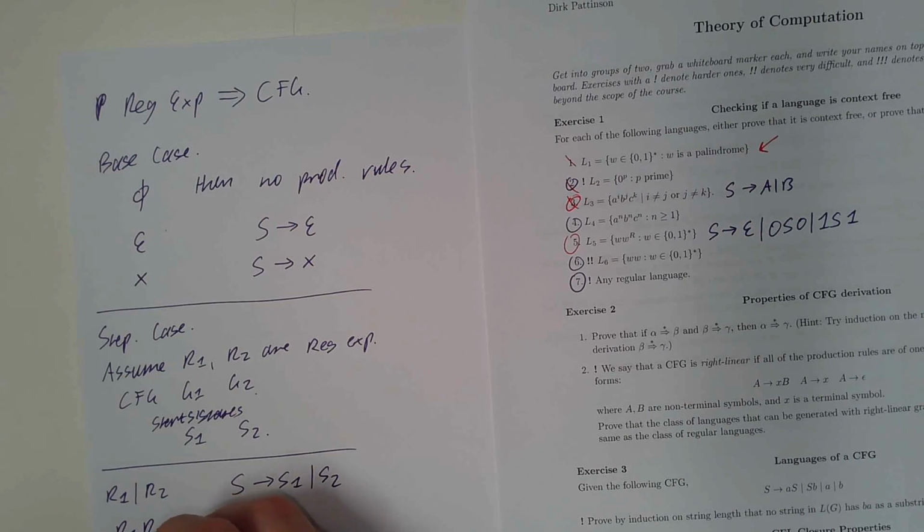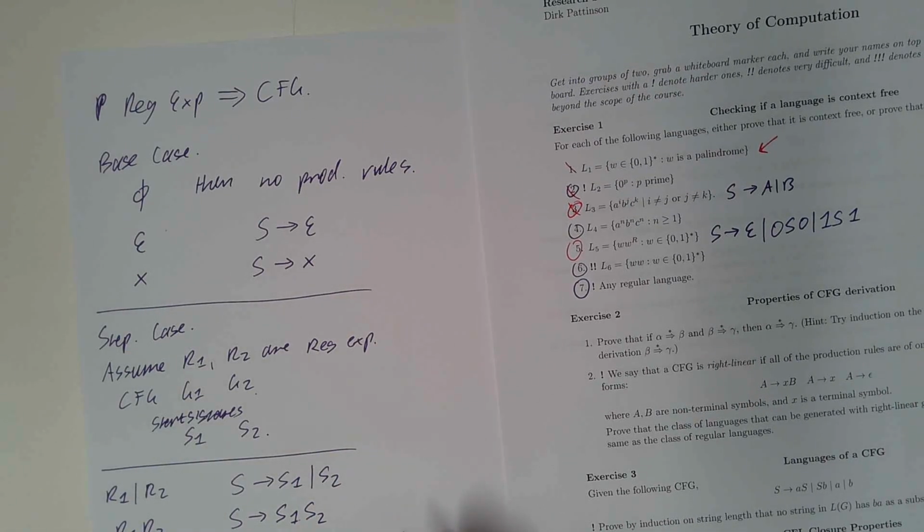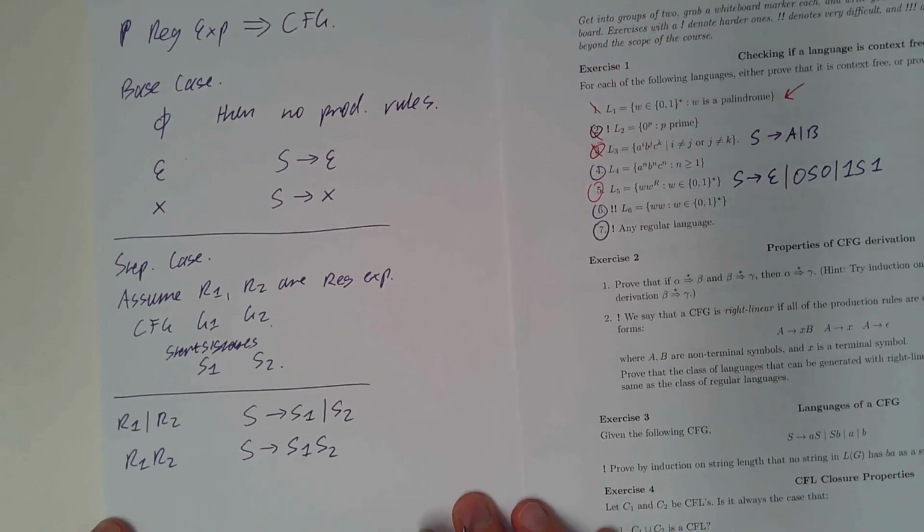Can I do concatenations? Well, of course I can, exactly the same way, right? I make a new starting state, and then I do S1 followed by S2. So I can do concatenations. Kleene star is the only slightly interesting one.